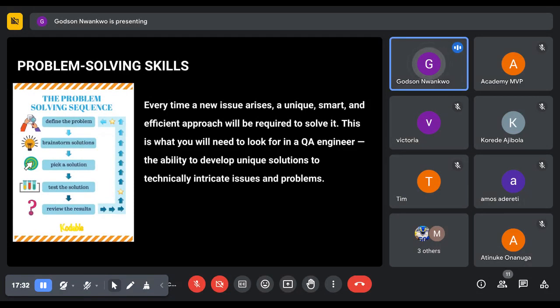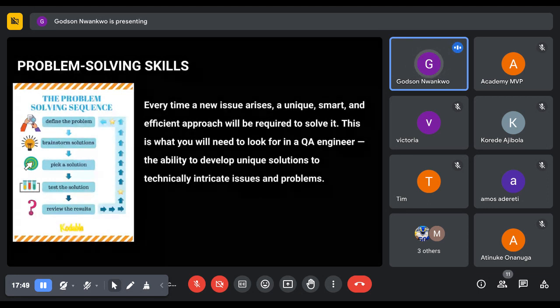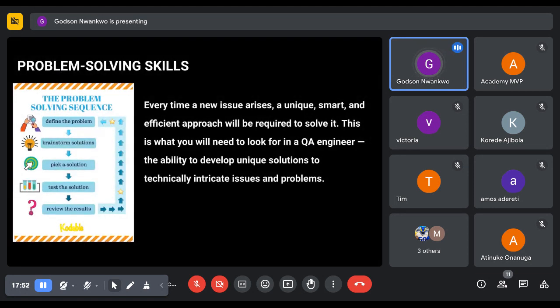When they brainstorm, surely they will come up with some solutions, some options on how to solve it. Then it boils down to them unanimously picking one of the solutions. Okay, we are going to go through this route to solve this issue. And when they agree on it, it is the responsibility of the QA to implement or test the solution they have agreed to try out.